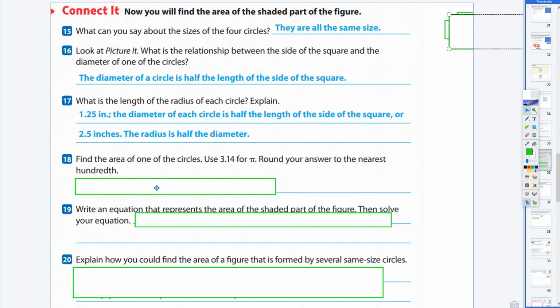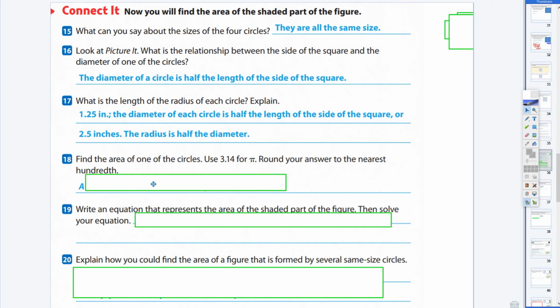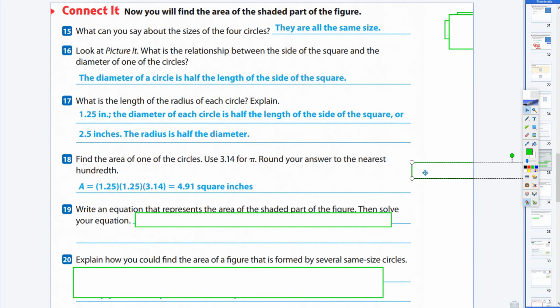Then it says to find the area. Now we showed you the work, and we did all the math for you, and we got 4.90625, but this says to round to the nearest hundredths, so it's 4.91. Remember the hundredths place value. Let's review that real quick.